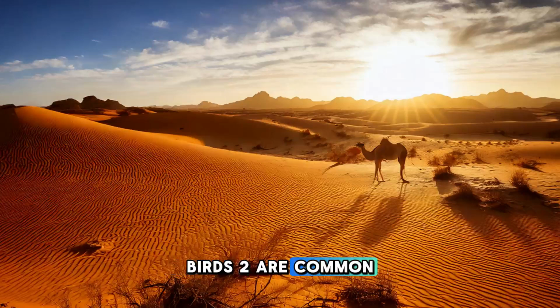Birds, too, are common in the desert, although they have to be highly mobile to find food and water. Some desert birds, like the roadrunner, are able to get most of their water from the food they eat, while others, like migratory species, travel great distances to find water sources. The ability of birds to fly also allows them to escape the extreme heat by moving to cooler areas during the hottest parts of the day.